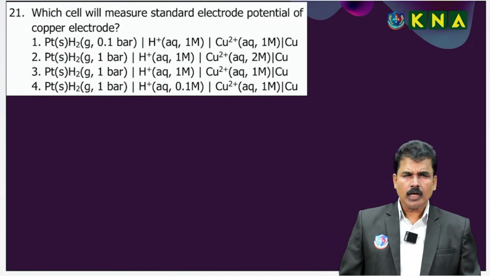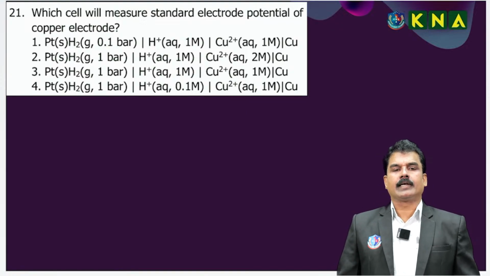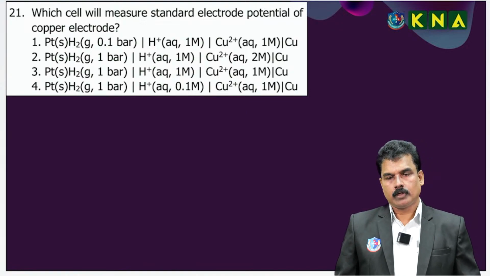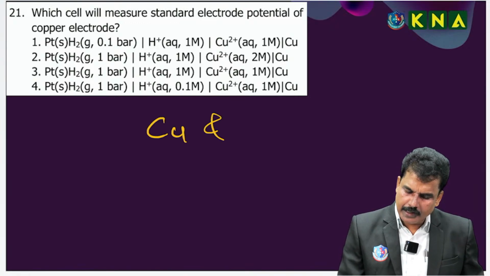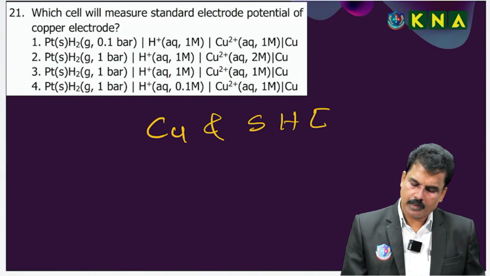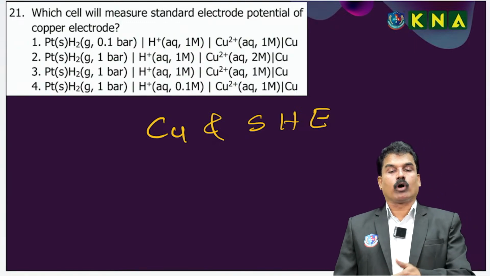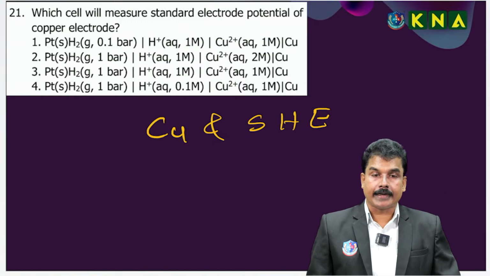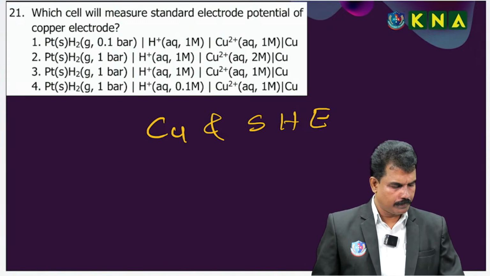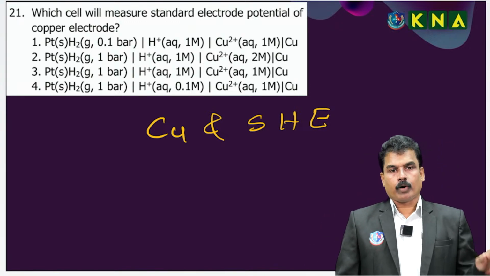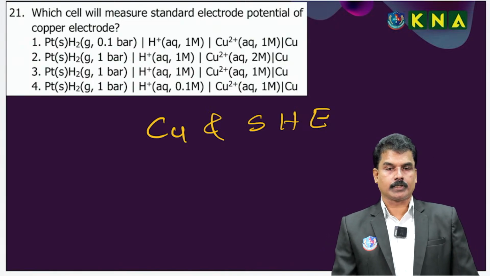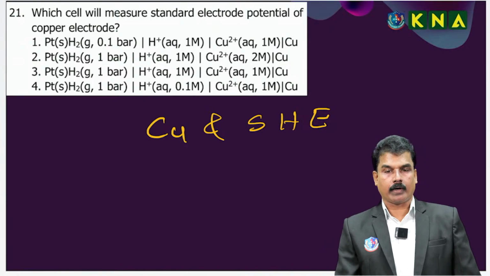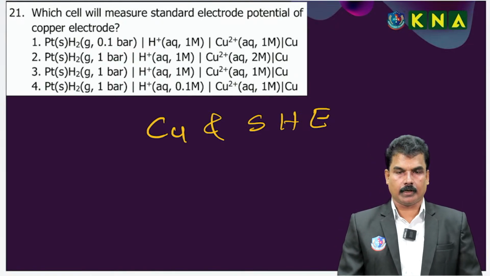Here, which cell measured standard electrode potential of copper? So here the cells are copper, Cu and SHE. Any metal when you are connecting with SHE, that time only you are getting standard electrode potential. Clear? For copper and SHE, SHE will be given a 0 potential. So the potential of copper will be the standard electrode potential.